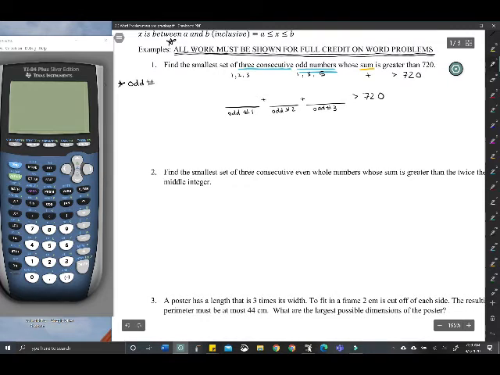An odd number is in the form 2k plus 1. k is an integer placeholder. What I mean by that is k is not actually your solution in the end. It's just going to tell you where to start.